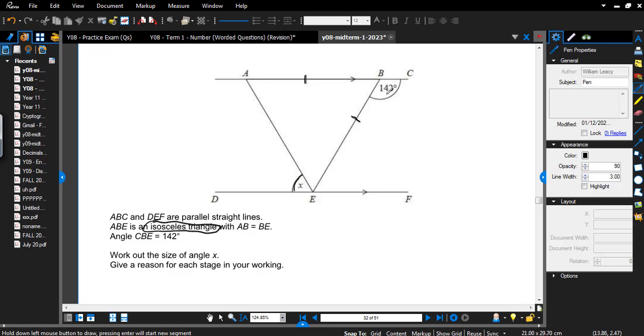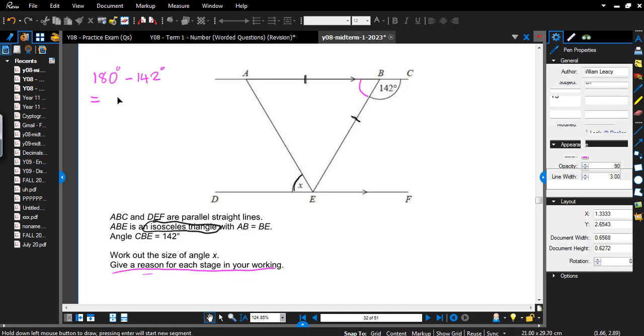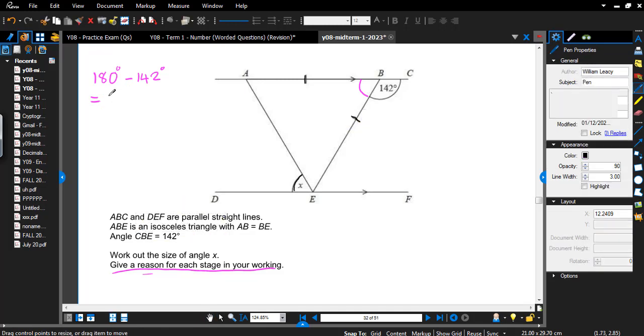Okay, let's go. What do we know? We're given 142. We're given a straight line and an isosceles triangle, so let's use those. Even if you don't know where to start, just write in what you know. That's a straight line, so this angle has to be 180 minus 142. You don't have to put the degrees in at this stage. It's 38 degrees.